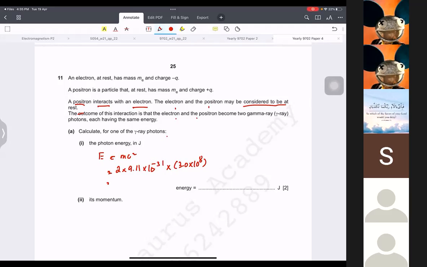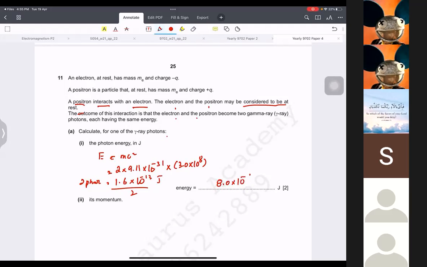1.6 times 10 to the power minus 13 joules. This is for 2 photons, right? So we have to divide by 2. So it will be 0.8 times 10 raised to minus 13. That should be 0.8, should be 8.